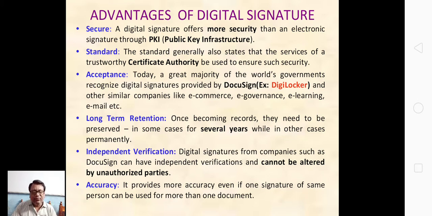But once you make your document with digital signature, it keeps for years and years, several years, 10 years, 20 years, 30 years. So you can use it for as many years as you like.